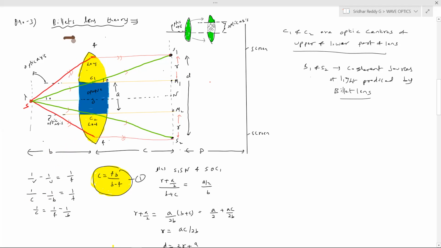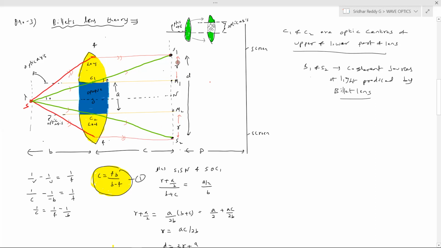The reason for that: anything directed towards the right should be positive, because the incident rays are moving towards the right. The distances measured in the direction of incident rays should be positive. So therefore C will be positive, whereas B will be negative. And for the converging lens, the focal length will be positive here. These will be the signs. Solving for C, I'll get the equation C is equal to FB by B minus F.